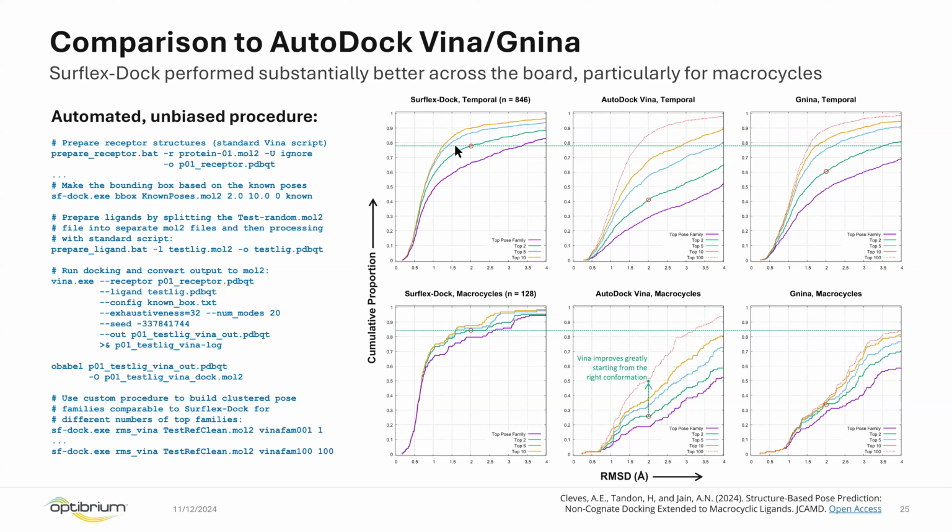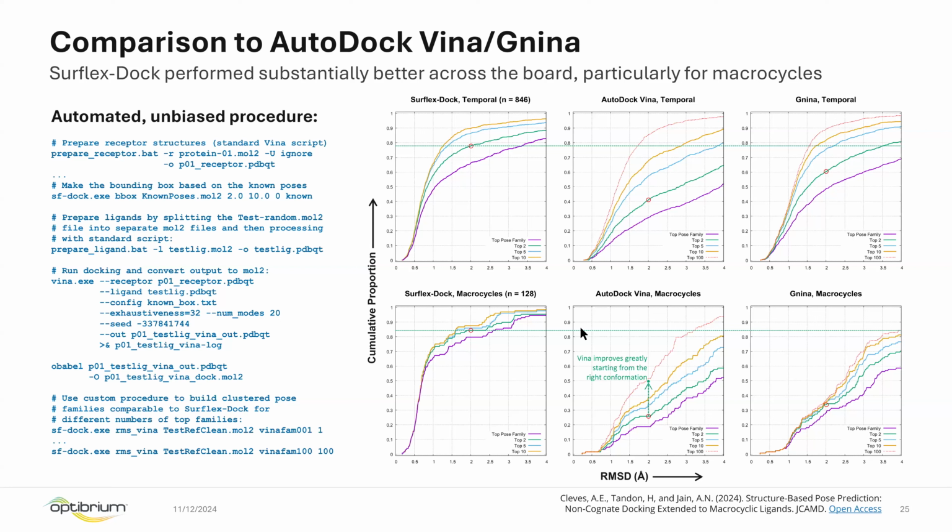And what we see for Surflex-Dock, we're drawing green lines here at this top two pose family 2 angstrom threshold, is that Vina does much, much worse. Okay, roughly 40% correct instead of close to 80% correct for Surflex-Dock. Nina does a little bit better. Long story about this being influenced by knowledge of prior known structures, so that's part of this. But it's doing 60% versus our roughly 80%.